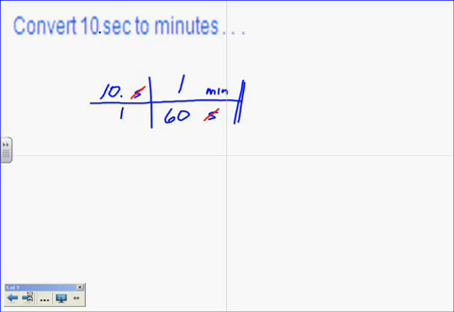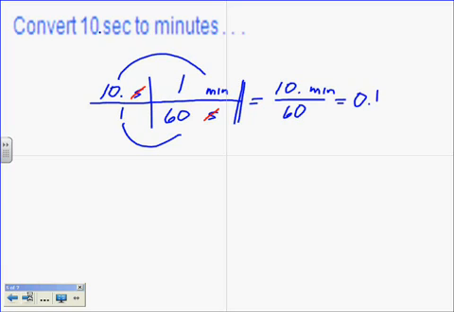So what I do here is I multiply the numerator times the numerator and the denominator times the denominator and get what my answer is going to be. So I have 10 point times 1 minute gives me 10 point minutes, so that's 2 sig figs, divided by 1 times 60 seconds gives me 60 seconds, or actually just 60, the seconds have been canceled, and that is equal to 0.17.